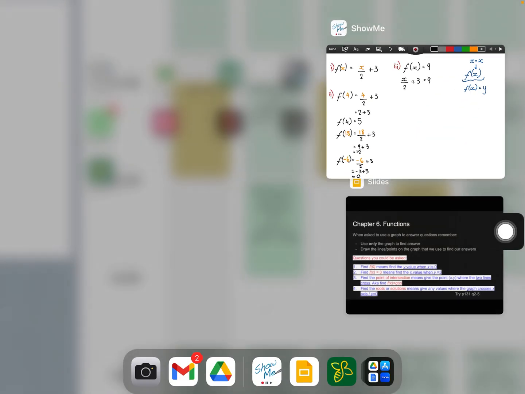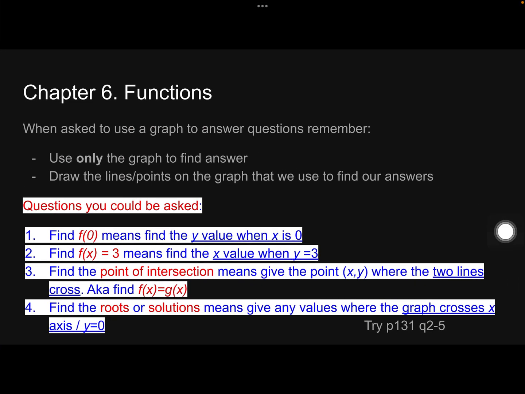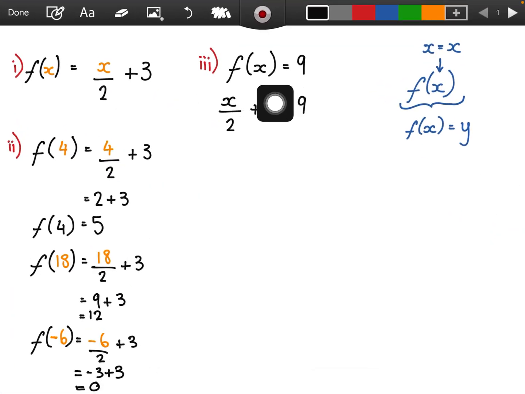Okay, so this is our second point here. Okay, so to find f of x equal to something means that we're finding the x value when y is, so in this example, 3. Okay, so we're letting the full function equal to 3, or in this case, we're letting the full function equal to 9. Whereas over here, we were only letting the x coordinate equal to the number they gave.